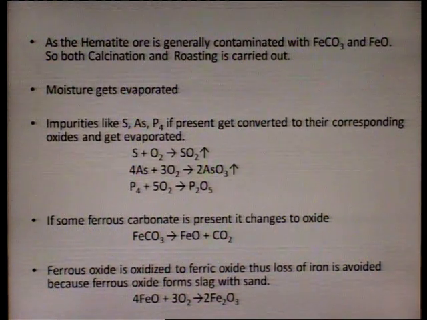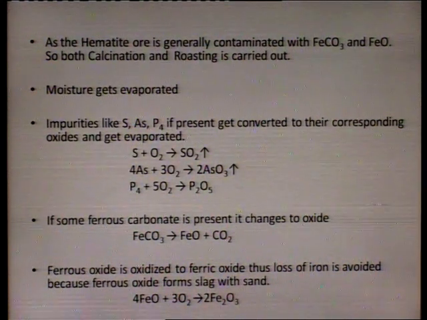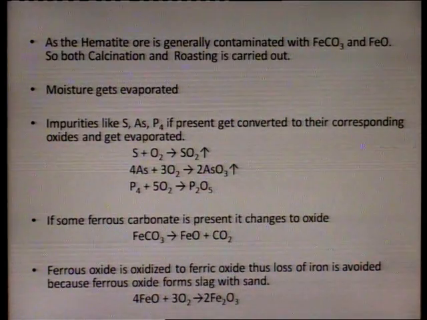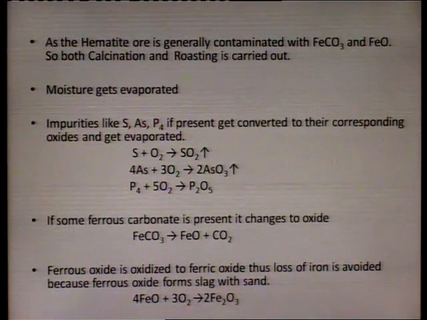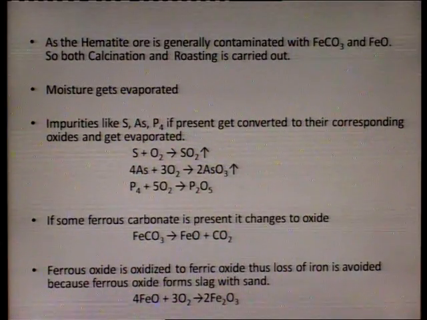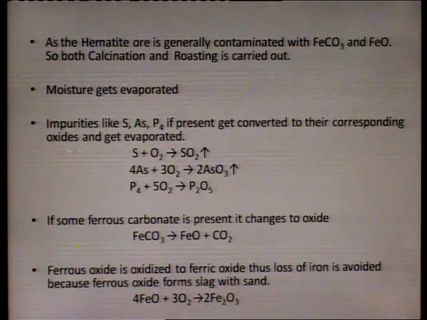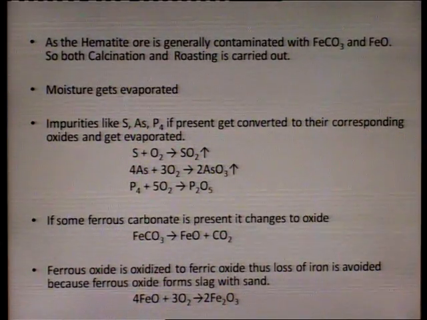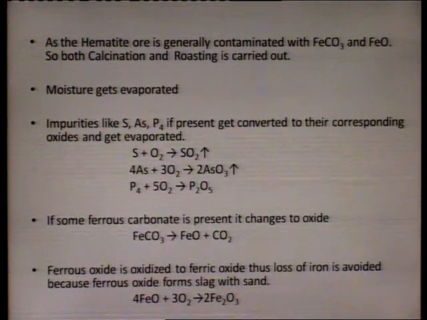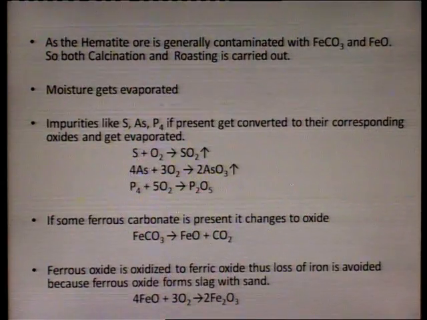So, the processes that have happened till now are, first, crushing, grinding and screening. The second one was the concentration of ore, and the third one was the calcination and roasting to convert the ferrous carbonate to ferric oxide.